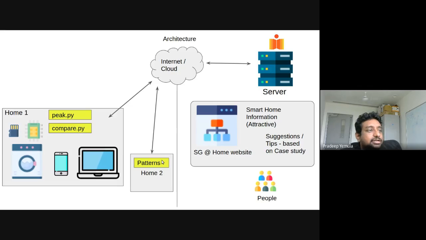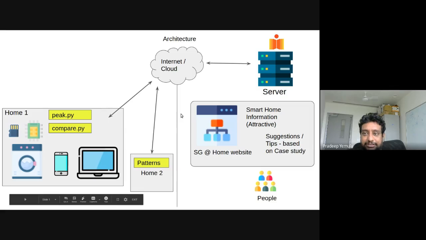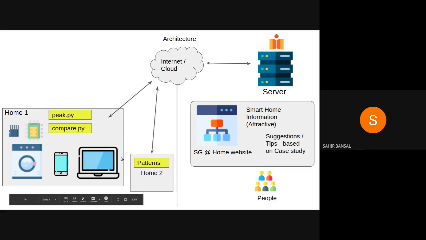See, not only that, data of one home should go to the other home, but the software developed or the projects done by one home should also go to the other home. So how can we do that? Through GitHub or something, sir. We can share the code. Yeah.